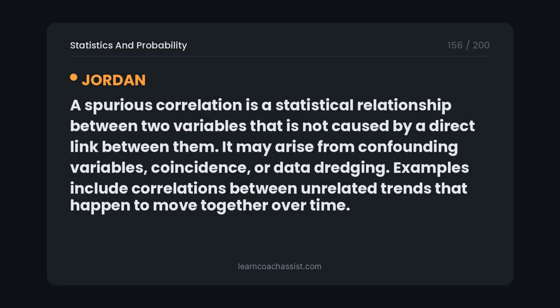What is spurious correlation? A spurious correlation is a statistical relationship between two variables that is not caused by a direct link between them. It may arise from confounding variables, coincidence, or data dredging. Examples include correlations between unrelated trends that happen to move together over time.